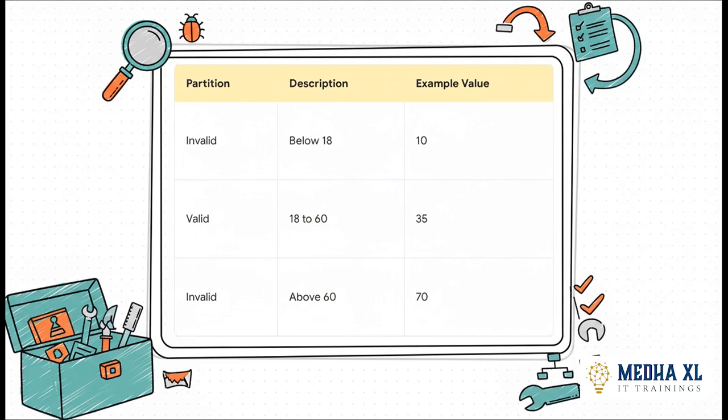We've basically taken every number you can think of and split them into just 3 partitions. You've got one invalid group below 18, so we'll test with, say, 10. You've got the one valid group, so we'll test with 35. And you've got one invalid group above 60, so we'll test with 70. Just 3 tests to cover infinite possibilities. Now that is testing smart.